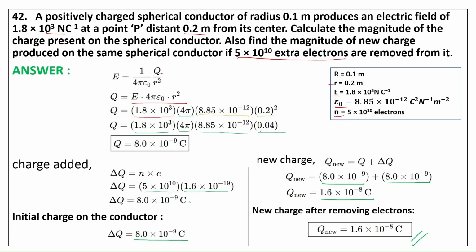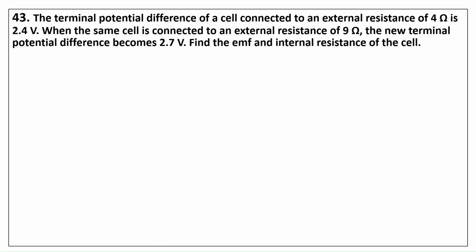Next, 43. The terminal potential difference of a cell connected to an external resistance of 4 ohm is 2.4 volt. When the same cell is connected to an external resistance of 9 ohm, the new terminal potential difference becomes 2.7 volt. Find the EMF and internal resistance of the cell.